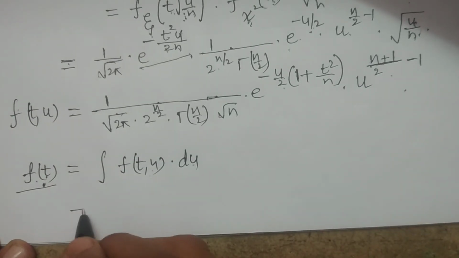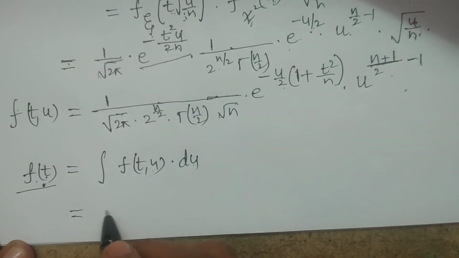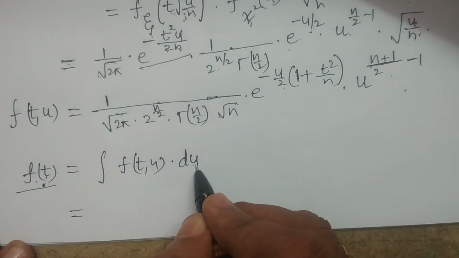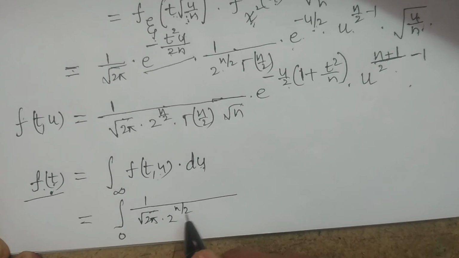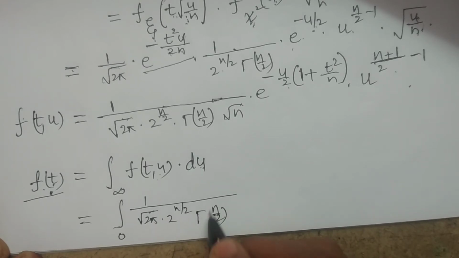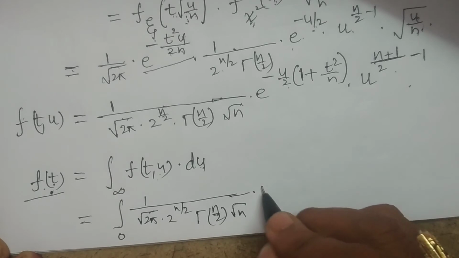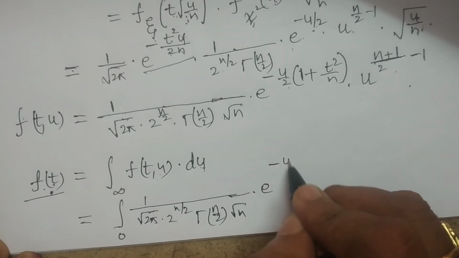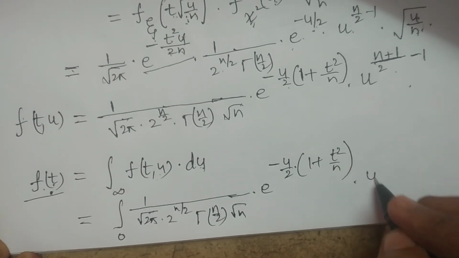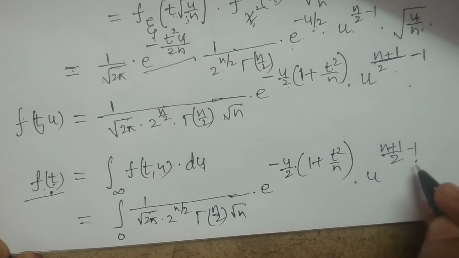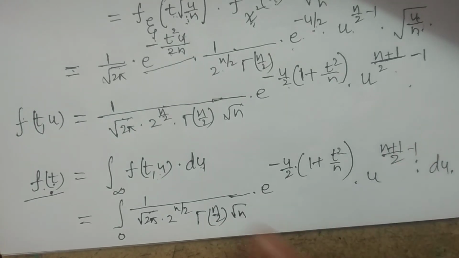So we integrate the joint. What are the limits of u? U is a chi square variable, and chi square limits are 0 to infinity. Therefore, the limits of u are 0 to infinity. All the constants, 1 by root 2 pi, 2 power n by 2, gamma n by 2 and root n, I take outside, multiplied by the integral of e power minus u by 2 into 1 plus t square by n, multiplied by u power n plus 1 by 2 minus 1, du. This is the function.